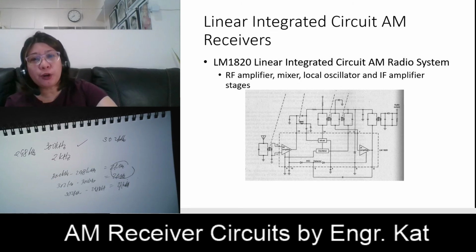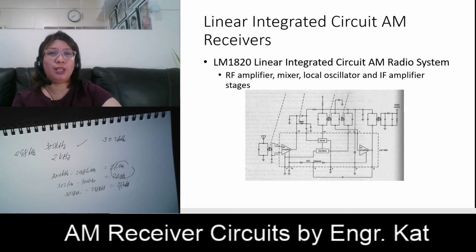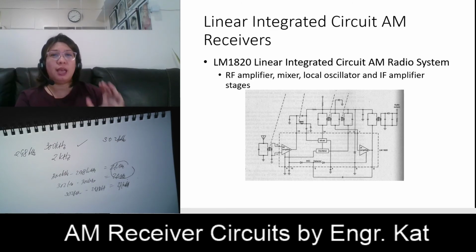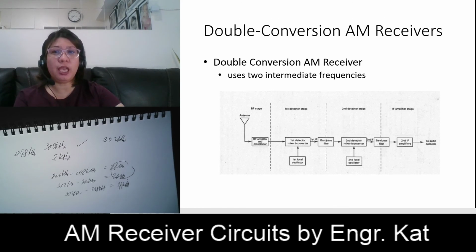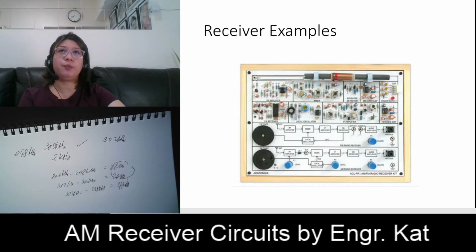Therefore you need another linear integrated circuit, or LIC, audio amplifier, and of course a speaker, so that you can have the complete function of a receiver circuit. So we have here a double conversion AM receiver. A double conversion AM receiver uses two intermediate frequencies. As you can see from the block diagram, you have your first IF and your second IF. This is what we call a double conversion AM receiver.